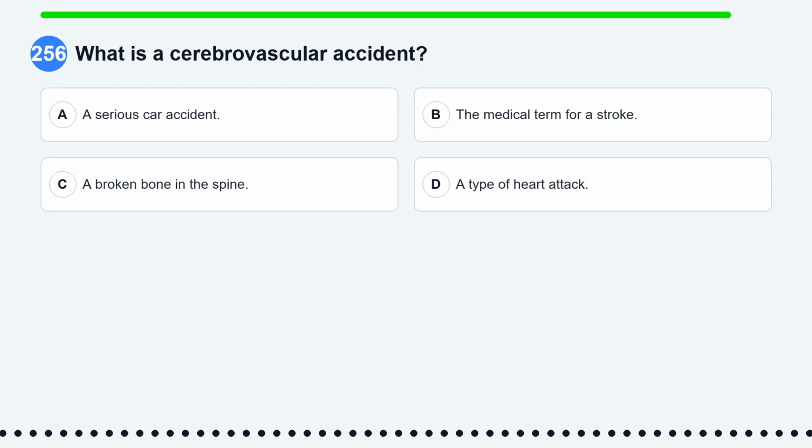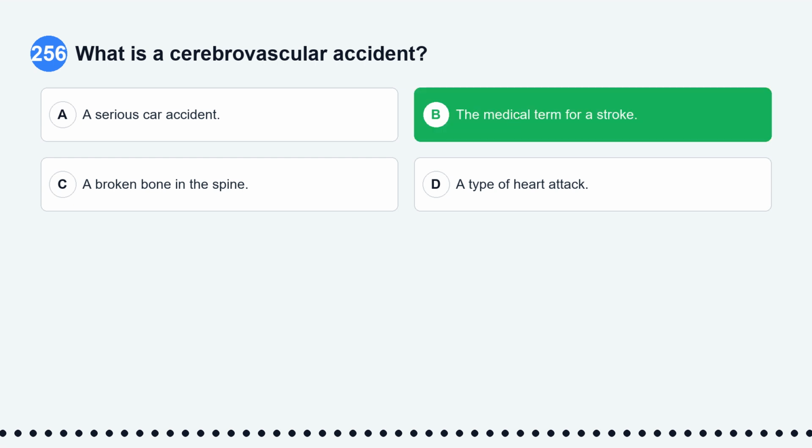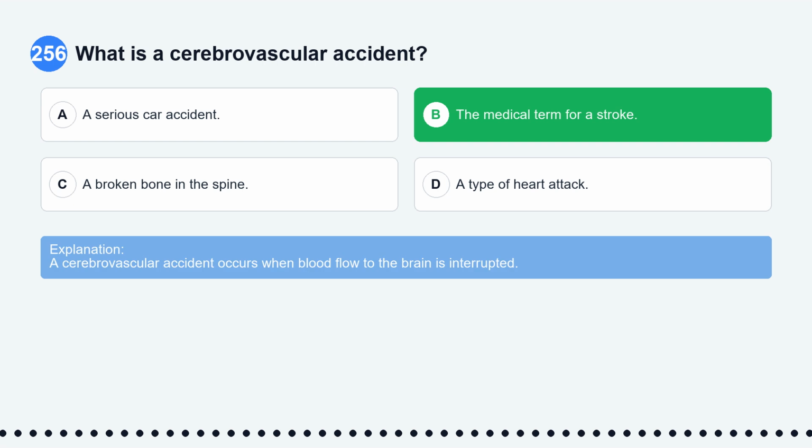Question 256. What is a cerebrovascular accident? Option A, a serious car accident. Option B, the medical term for a stroke. Option C, a broken bone in the spine. Option D, a type of heart attack. The correct answer is option B, the medical term for a stroke. A cerebrovascular accident occurs when blood flow to the brain is interrupted.